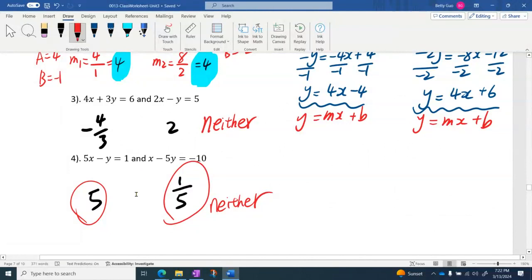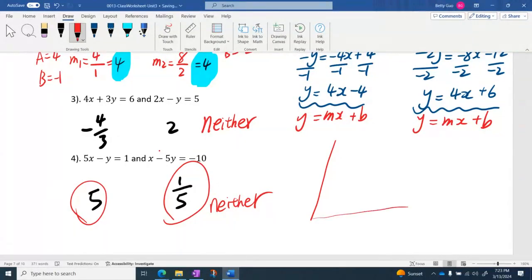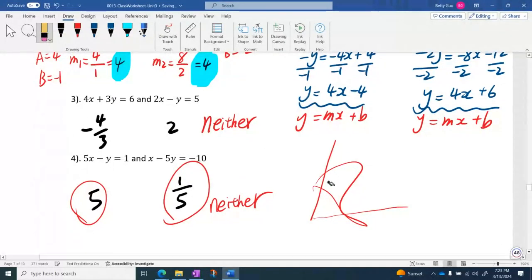Reciprocal does not give us perpendicular, okay? Slope 5 is very steep, and 1 over 5 is very, very mild. But they do not have a 90-degree angle. The reason they are not is because they are both positive.